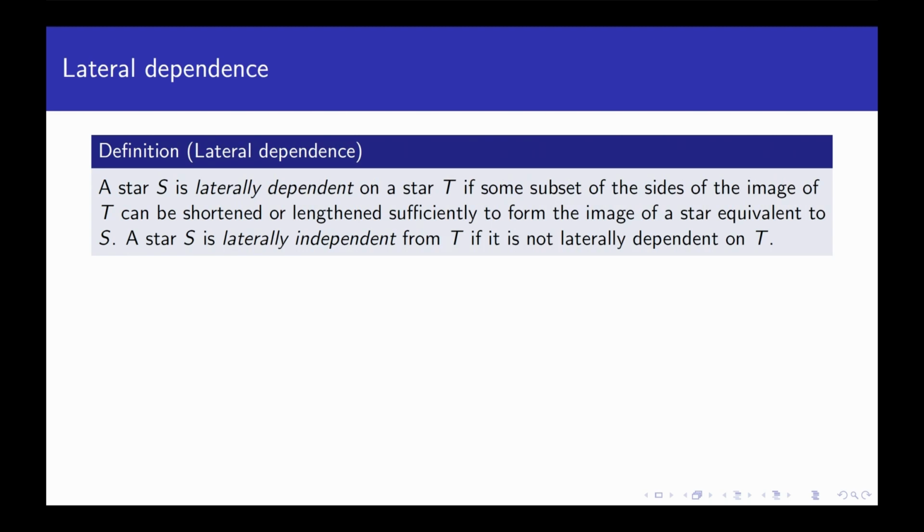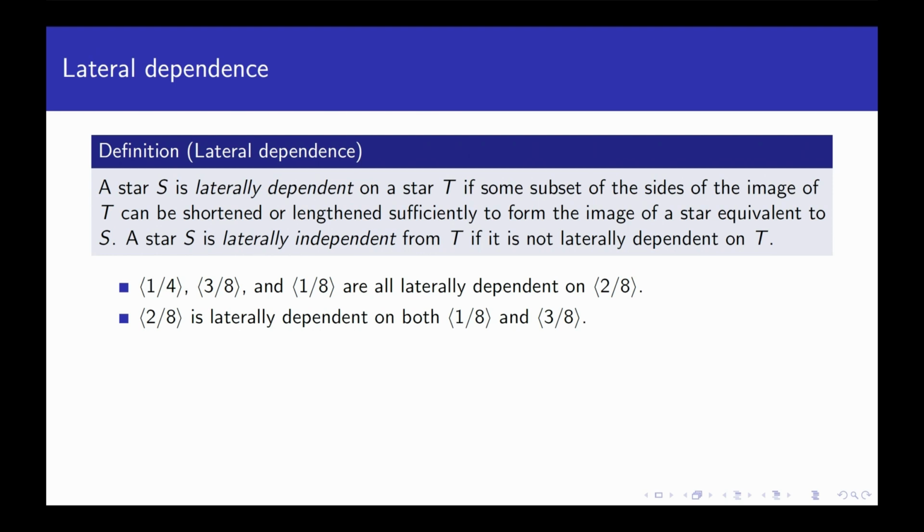So, a smaller star is laterally dependent on a larger star if there is some subset of the sides of the larger star which can be extended or shrunk uniformly to form a copy of the little star. So the work that we saw there, the 1/8, the 3/8, and the 1/4 are all laterally dependent on the 2/8. The 2/8 is laterally dependent on the 1/8 and the 3/8 because you can shrink or extend the sides. It is not laterally dependent on that 1/4 because the 1/4 is small. The 2/8 is big. You have to be smaller.